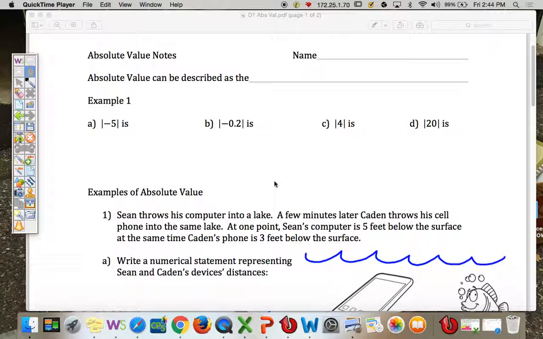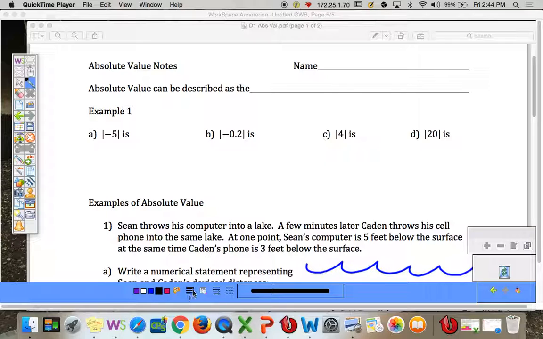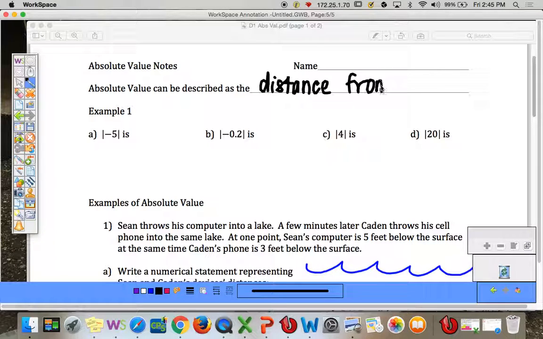to look at absolute value. Absolute value can be described as the distance from 0, or a number's distance from 0. So the distance of a number from 0. And distance is always positive.